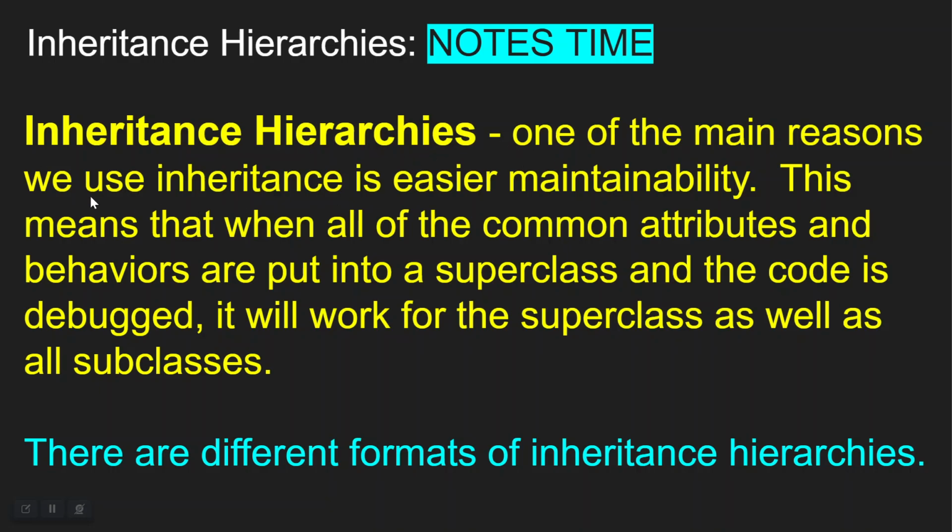One of the main reasons that we use inheritance is easier maintainability. So, this means that when all of the common attributes and behaviors are put into a superclass and the code is debugged, it's going to work for the superclass as well as all of the subclasses. So, maintainability is this idea that we sometimes need to go back and fix things and maybe add different attributes or behaviors. And being able to do that in a superclass and then have that automatically inherited by your subclasses is very, very beneficial. And there are different formats of inheritance hierarchies.